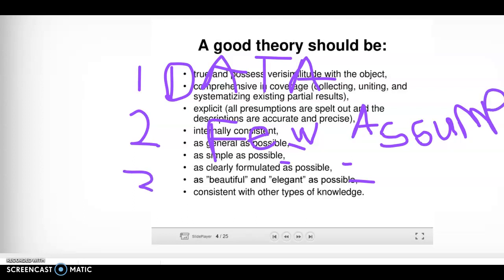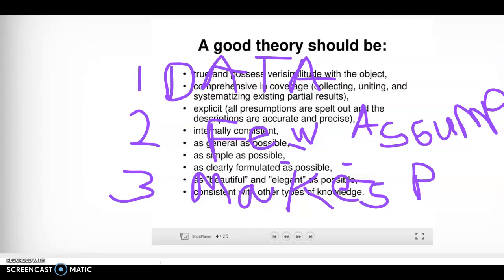Okay, and then the third, remember, makes predictions, right? And that was big to your teacher too. Good theories predict. Think about how Neptune was discovered. The telescope folks couldn't see it, but the math folks, their math wasn't coming out right. And so they said, hey, if this other planet were here, then the math would come out right. And so it predicted the existence of a new planet.